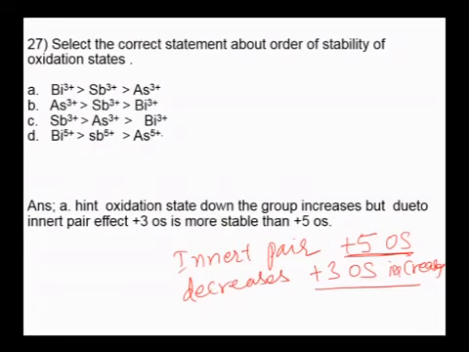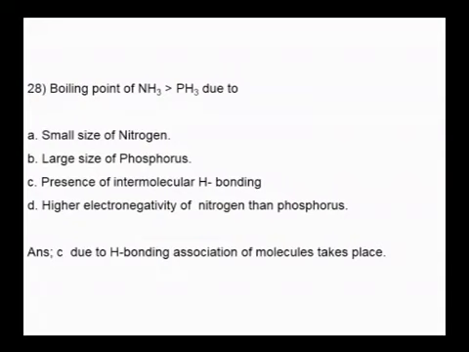Therefore, the option is Bi 3+ is more stable than Sb 3+ is more stable than As 3+. So the remaining options are not correct, because of inert pair effect. So let us see the next one, 28th question.